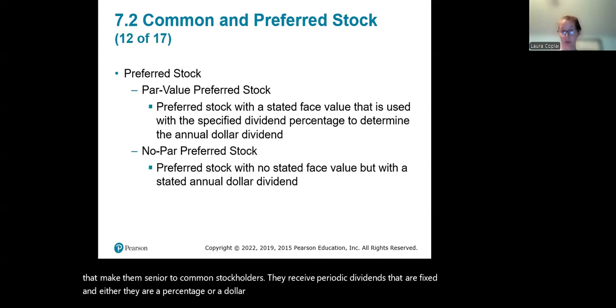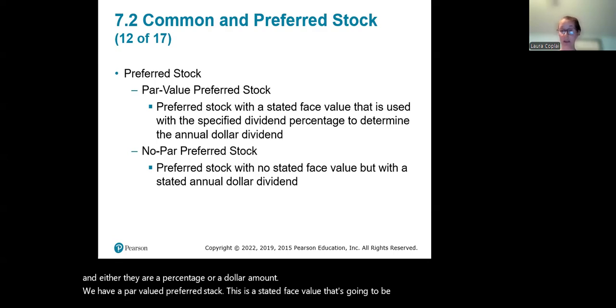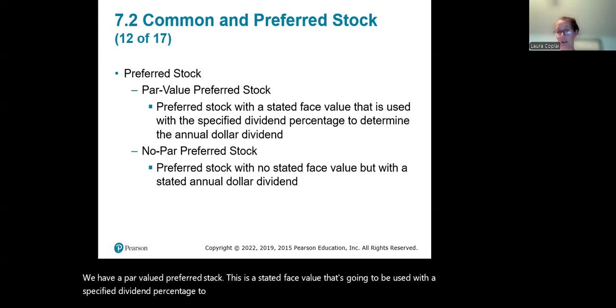We have a par valued preferred stock. This is a stated face value that's going to be used with a specified dividend percentage to determine what the annual dollar dividend is. And no par preferred stock has no stated face value, but it's got a stated annual dollar dividend.